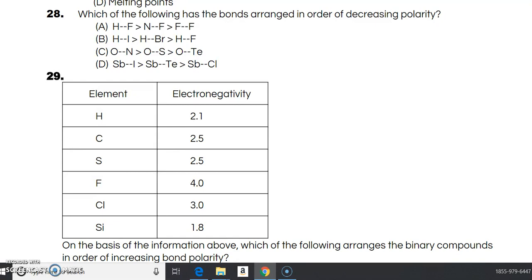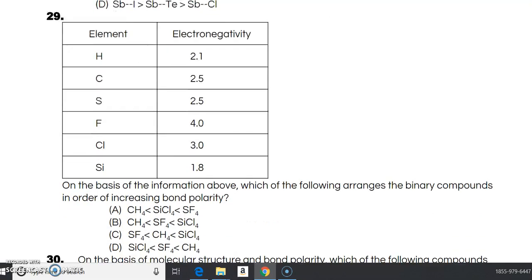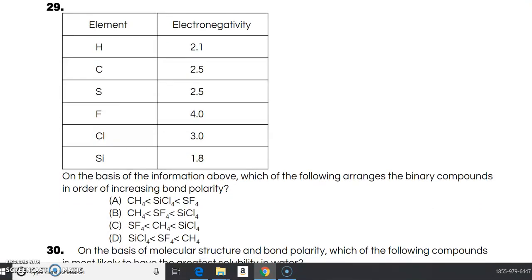All right, now number 29 is a very similar question, but in a backwards way. There's only so many ways they can ask these questions, so I like to give them in both sets in different formats so kids can see that. On the basis of the information above, which of the following arrangements of binary compounds is in order of increasing bond polarity? Now obviously we're looking for something that has fluorine on the end. So in this case, yes, A is our best answer.